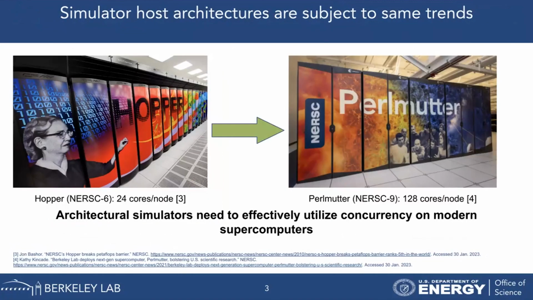The second part of this is that the computers that we're running on are already being impacted by these end of Moore's law trends. So I was trying to think of the earliest NERSC machine that I could remember, and that was Hopper. So Hopper used to have 24 cores per node, and if we fast forward to today, we have Perlmutter, which has 128 cores per node. So we have a 5x increase in the number of cores per node.